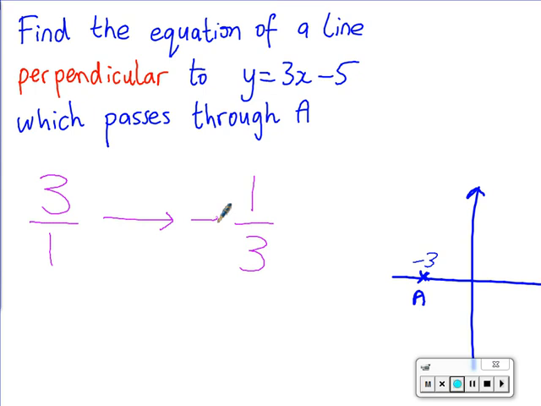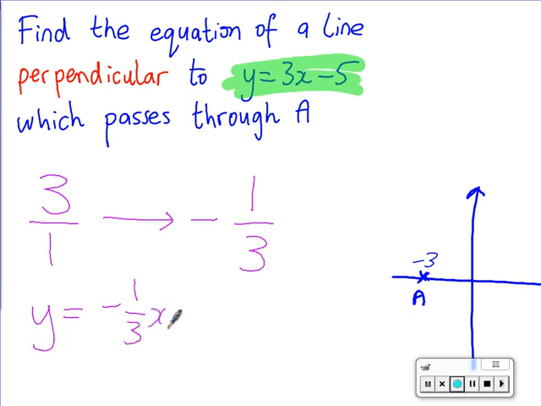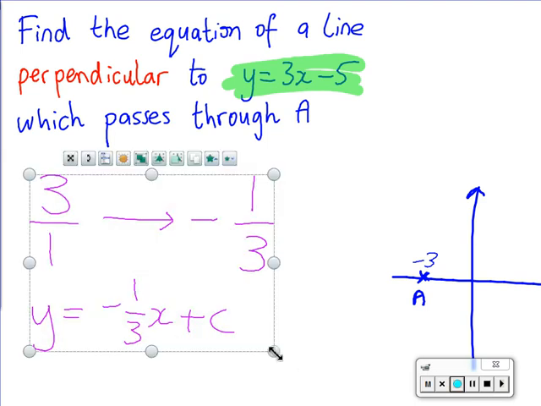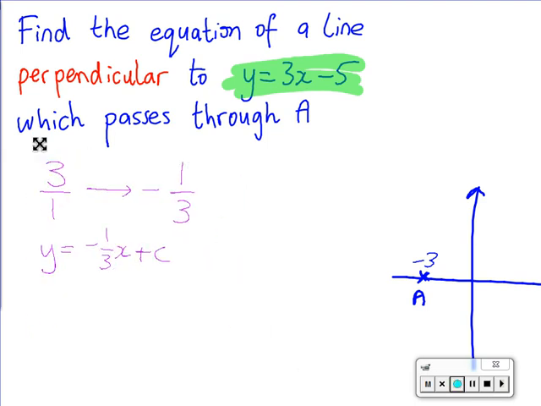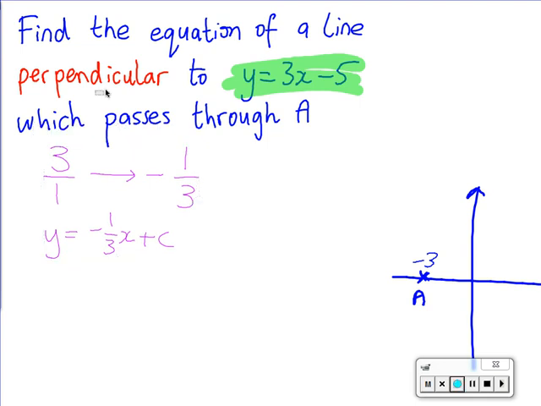So the equation of any perpendicular line to y equals 3x minus 5, which we'll highlight in green again, the equation of any perpendicular line will look something like y equals minus 1/3 x plus c for some number c. Clearly now, again, we need to work out what c is, and we're going to do that by using the information that we've not yet used. Hopefully you've noticed that that is the fact that the line passes through the point A.